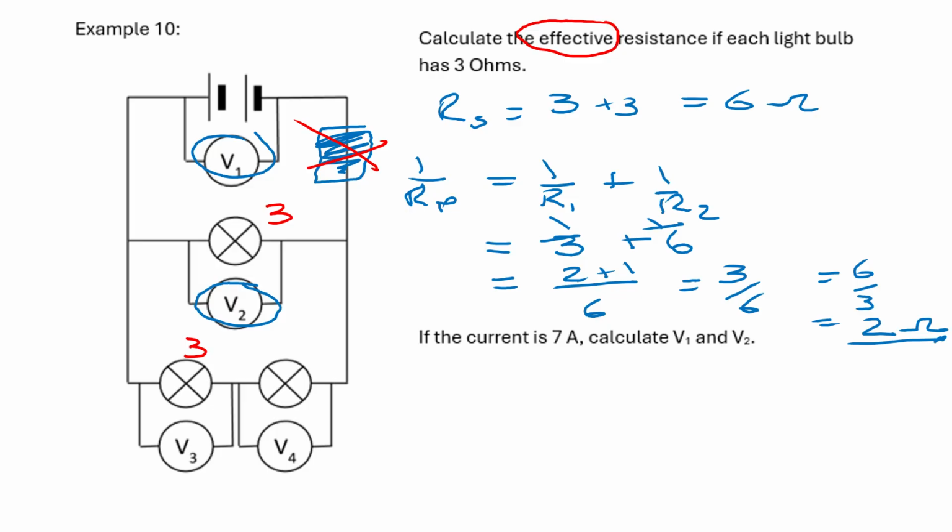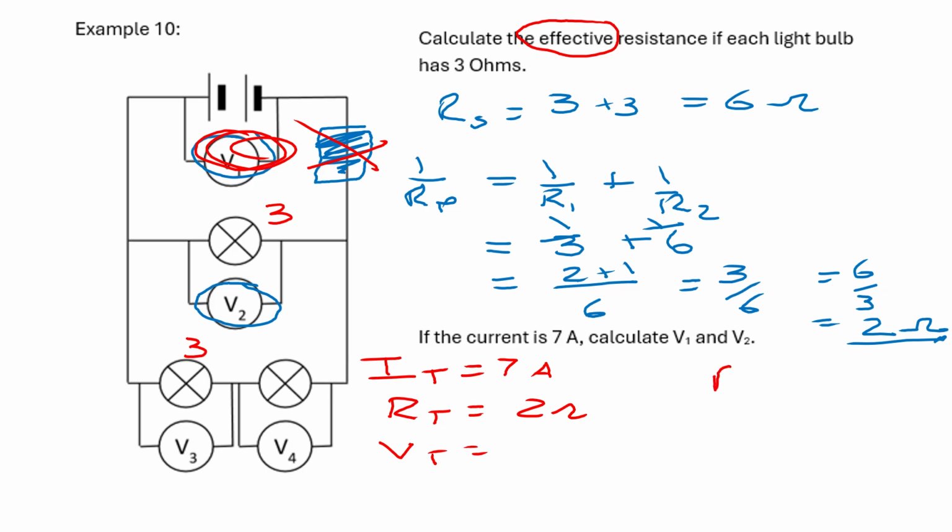Okay? So the easiest thing to do is to figure out what we have. So I have the current. Current is your I total. So I have current, which they told me is 7 amps. Okay? I have R total, which they told me is 2 ohms. So I can find V total. So I can find V1's amount.